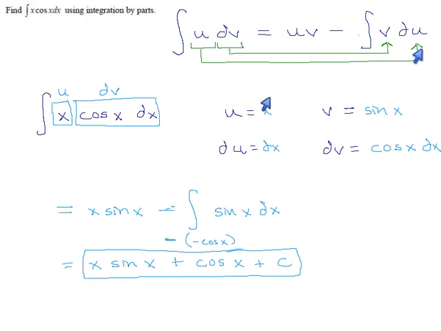You don't want your u to be something like a trig function because they have an infinite number of derivatives. If this is sine x, the derivative will be cosine x. That doesn't improve your situation. You had a trig function, now you still have a trig function. You want to take advantage of the fact that the u part gets differentiated. So generally you want this to be something polynomial.